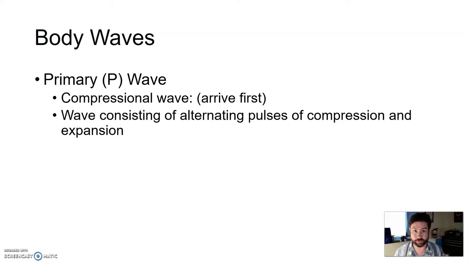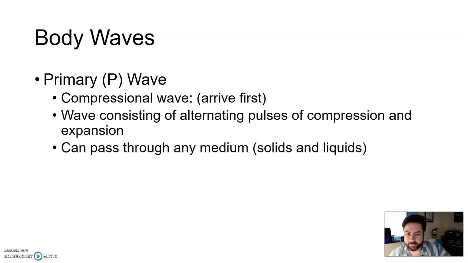P waves are faster just by the nature of the physics of compressional waves. Again, it's alternating pulses of compressions and expansions, compression, expansion, compression, expansion. That's a compressional wave. These can pass through any medium, including solids and liquids. So P waves, or primary waves, can travel through all layers of the earth. The solid crust, the mostly solid mantle, the liquid outer core, and the solid inner core. That becomes important in a little bit.